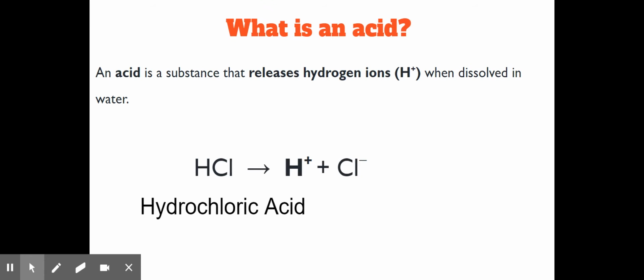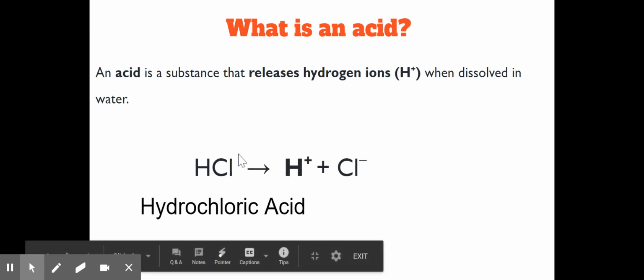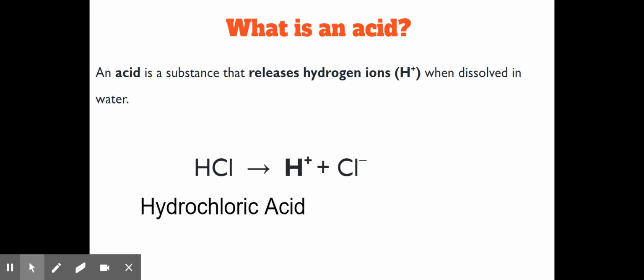What is an acid? An acid basically is a substance or a chemical that releases hydrogen ions when dissolved in water. Okay, this is a very typical acid called hydrochloric acid. When we put it in water, it dissolves and releases a hydrogen ion, which is H+. This positive means it's a positive ion. If you still remember, hydrogen is number one in the periodic table. It contains only one electron. Once it loses the electron, it will form a positive ion.